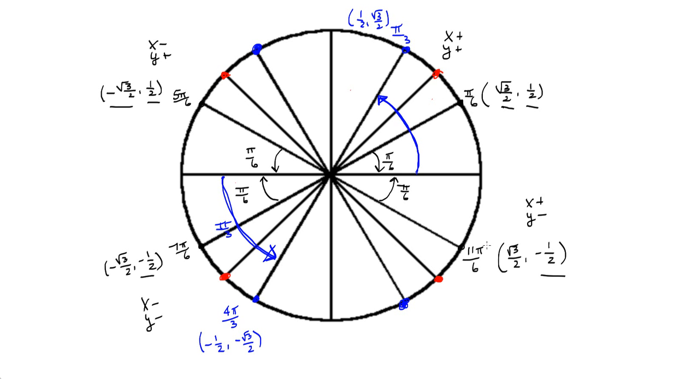So that's reference angles. Again, any two angles that have the same reference angle, the same shortest distance to the x-axis, will have the same coordinates and therefore the same trig functions except for sign differences. That's reference angles. Thanks.